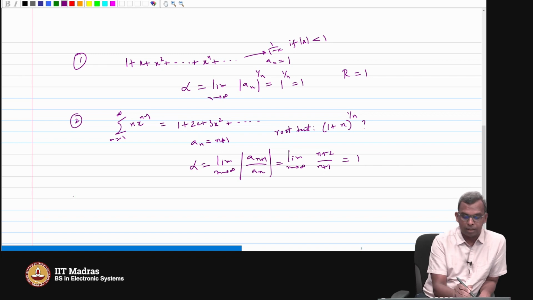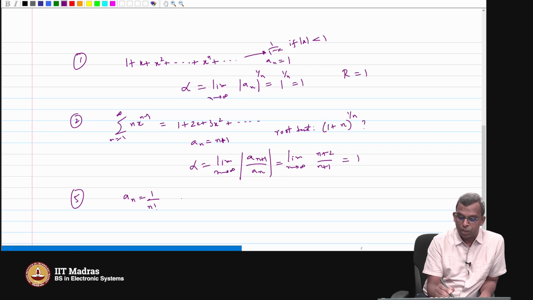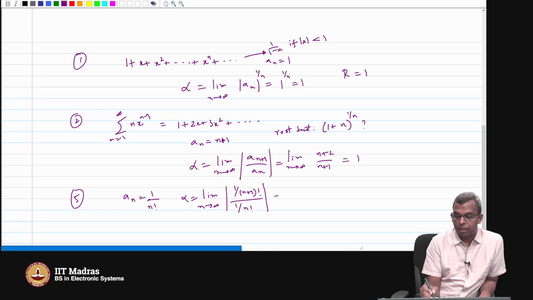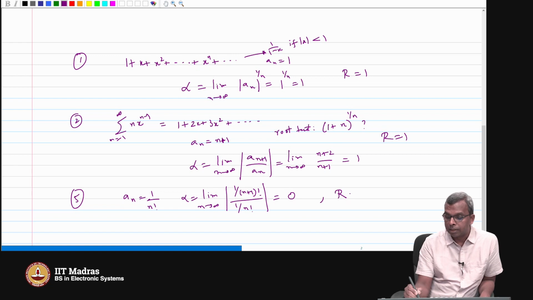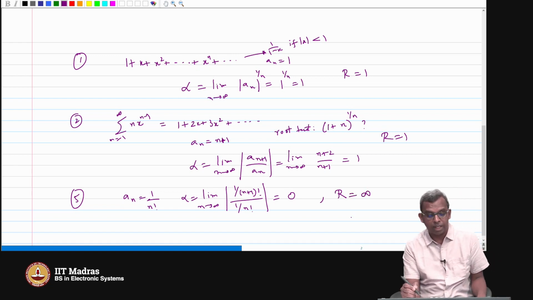Okay, for 5, a_n is 1 by n factorial, isn't it? So again, the ratio test is the easiest to find this alpha. Absolute value of 1 by (n plus 1) factorial divided by 1 by n factorial. So that will be just going off to 0. So this gives you a very interesting result. By the way, here r is 1 over alpha. So in this case, if a_n is 1 by n factorial, you get r equals infinity. Okay, so that's very nice.